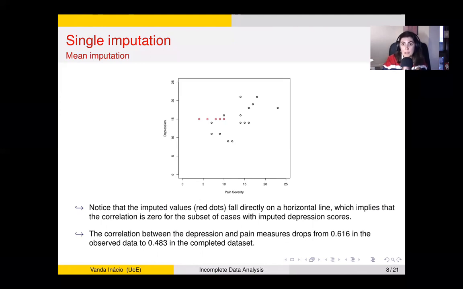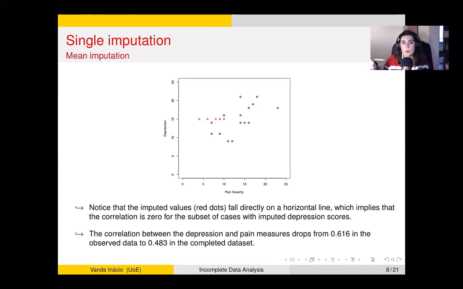In fact, if we compute the correlation between the pain and depression variables for the observed data, excluding the 5 individuals with missing values on the depression score, and we also exclude those for the pain score to compute the correlation, so basically doing a complete case analysis, we obtain a correlation of 0.62, while the correlation after mean imputation is 0.48.